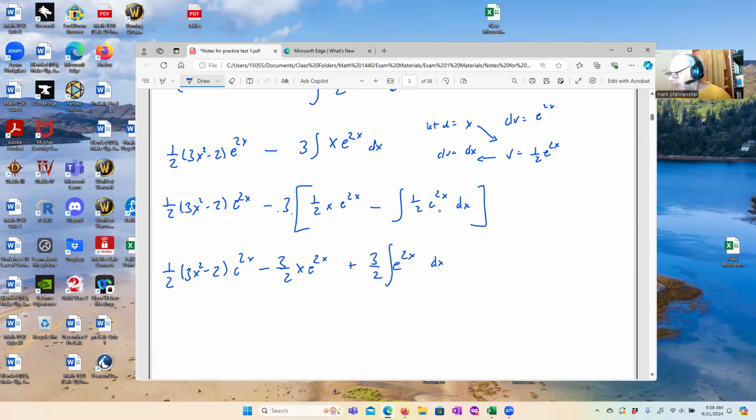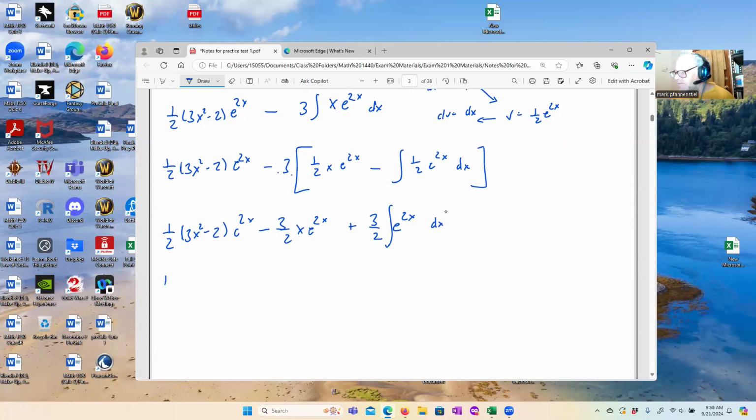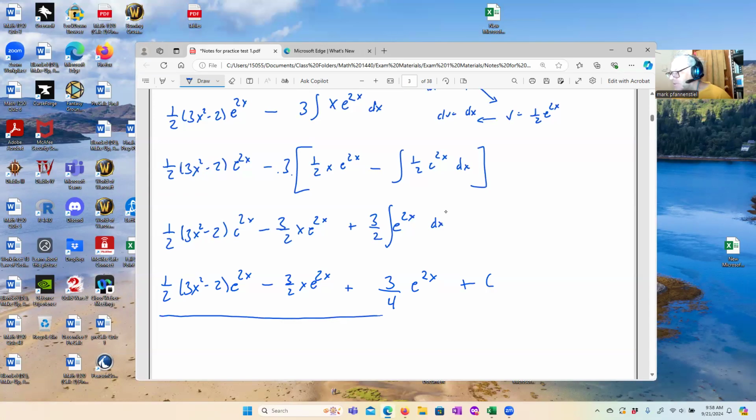So let's go ahead and do that. So we're going to say this is 1/2 (3x squared minus 2) e to the 2x minus 3/2 x e to the 2x plus, and there's going to be another factor of a half here, 3/4 e to the 2x, and then the last thing to remember, plus c. And that's going to be our answer for this.